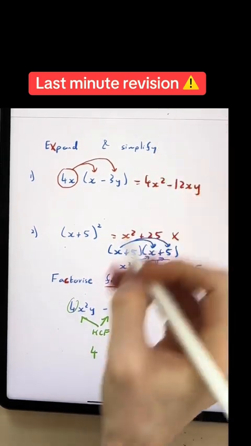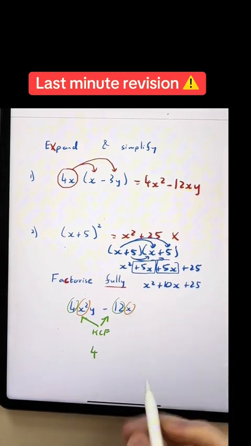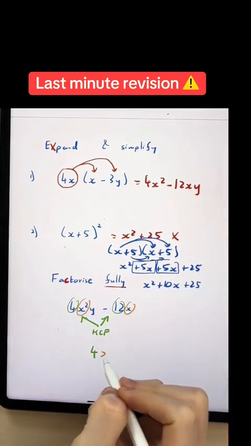Look at our letters now. We've got x squared and we've got single x. Well, the highest common factor in both terms, therefore, is single x.